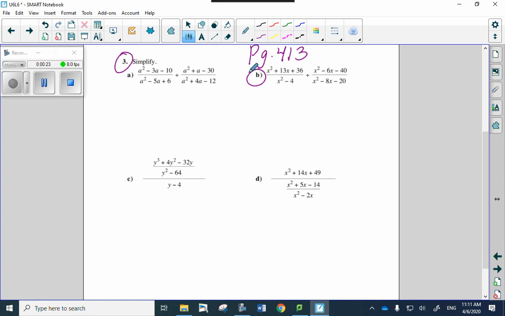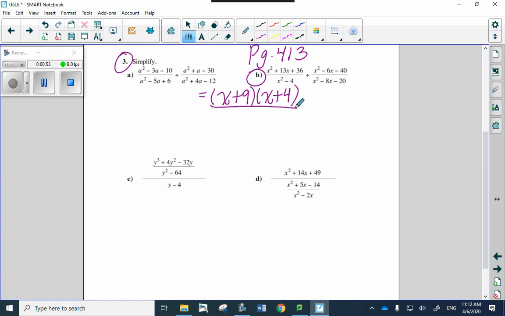So if we look at question number 3, it's asking us to simplify. And remember, we always state our restrictions as well. So in B, I need to make sure that my step number 1 is to factor. I need to factor all numerators and all denominators. So in my first numerator, remember, we're looking for two numbers that multiply to 36 and add to 13. So that's going to factor to x plus 9 times x plus 4, all divided by x squared minus 4.